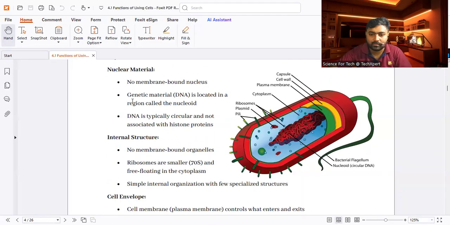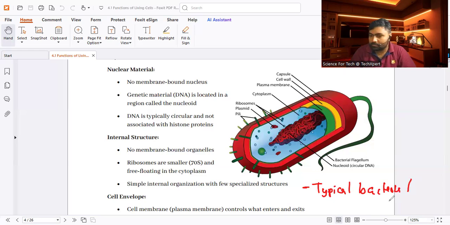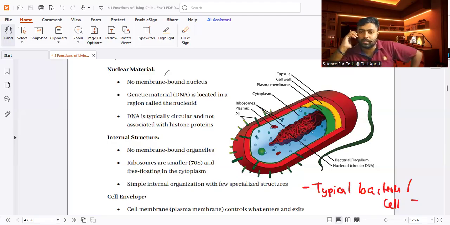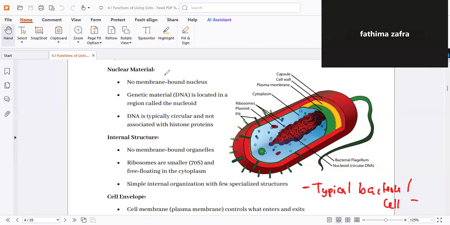Then let's move to the typical cell. It's a typical cell of bacteria. Shall we write that here? Typical bacterial cell. Right? Typical bacterial cell. Okay, sir. Done.